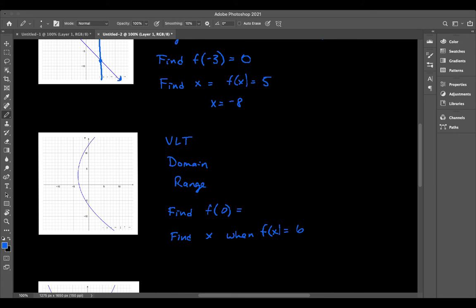So let's look at the vertical line test. What do we say? We just make a vertical line right down some point parallel to the y-axis. Does it hit twice? Once, twice. So this is not a function. Okay, now the domain and range. Domain is all the x values.